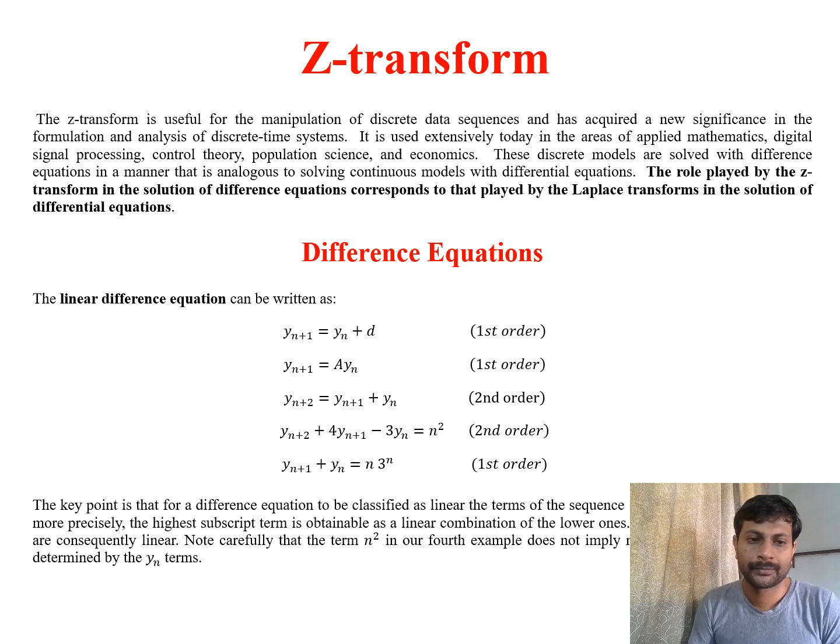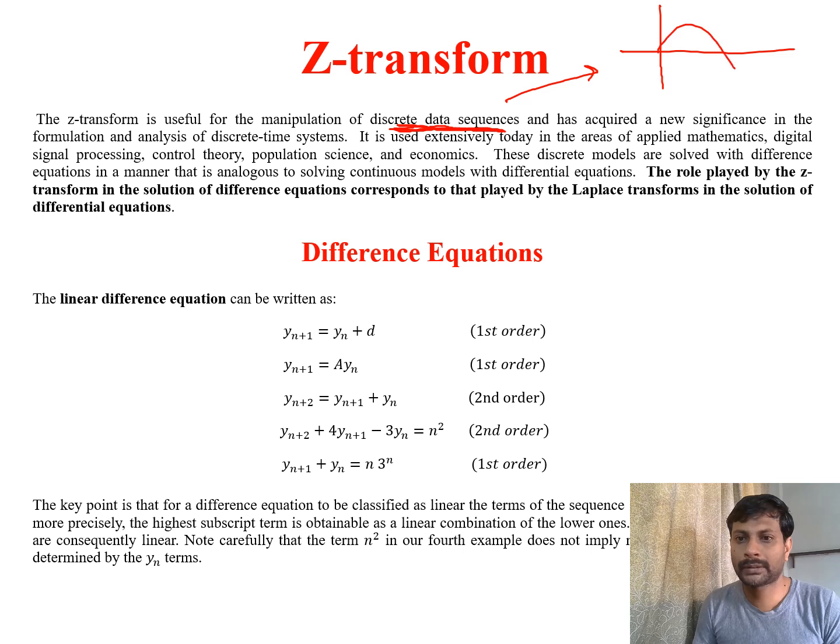The Z transform is useful for the manipulation of discrete data sequences. This is very important: the Z transform is only applicable for discrete data sequences. What is a discrete data sequence? They are obtained by sampling a continuous time signal at regular intervals. So you will get n equal to 0, 1, 2, 3, 4, 5, 6, 7, 8. So this is n.